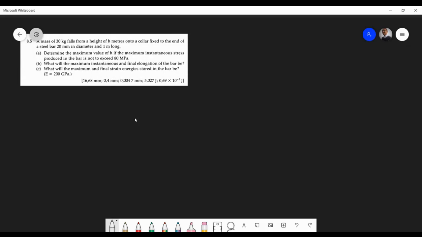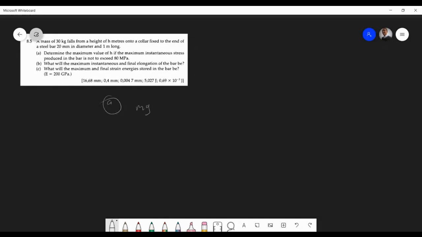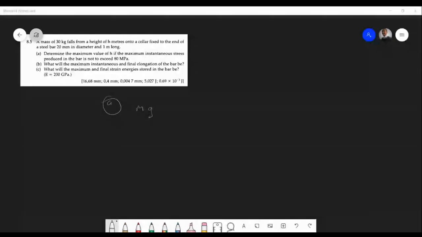So what is the first approach you take? Can anyone mention the first approach? MGH, or MG, sorry, find out your potential, your P. Yes, MGH, but remember, without the H, your mass times your gravity, so basically your force, you can work out your P. So we're looking for H here, by the way. But you will use that when you're finding H.